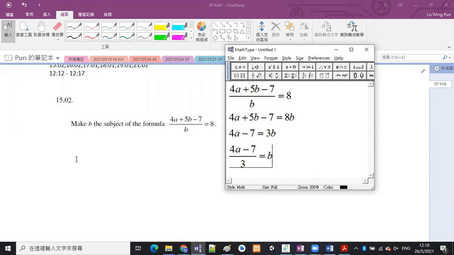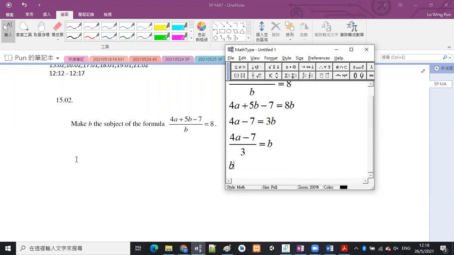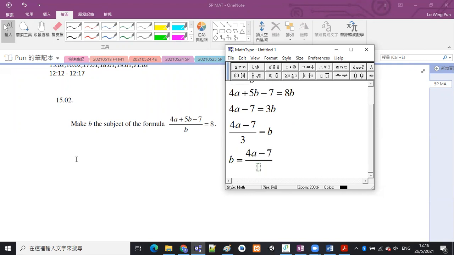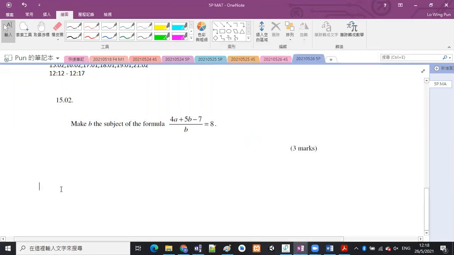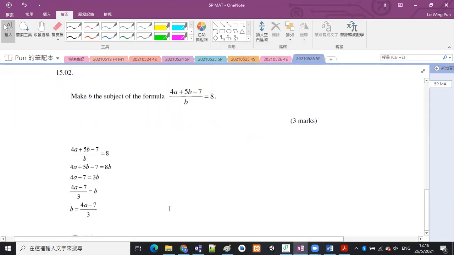So that can be the answer, but I need to write down one more step, making B on the left. Just swap the left-hand side and right-hand side. Okay, because normally we will write the subject on the left side of the equation. Okay, so that is the final answer. Are you correct? Good. 3 marks.